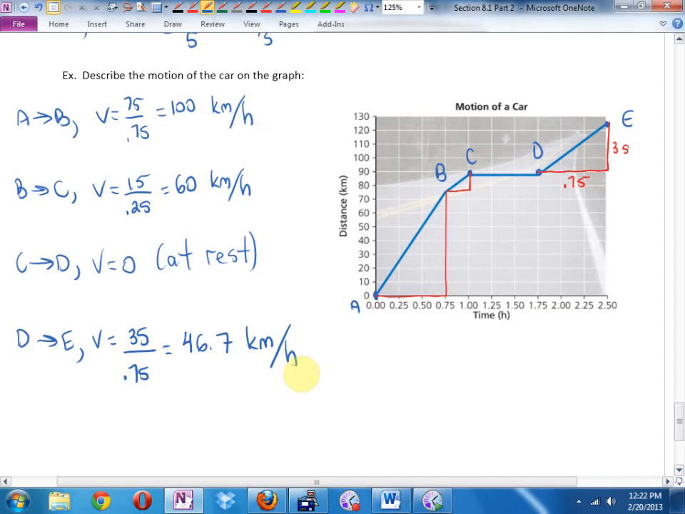Okay. So here's B to C. Here's D to E, about that steep. What would a school zone look like? Put your left arm down a little bit. School zone, right?